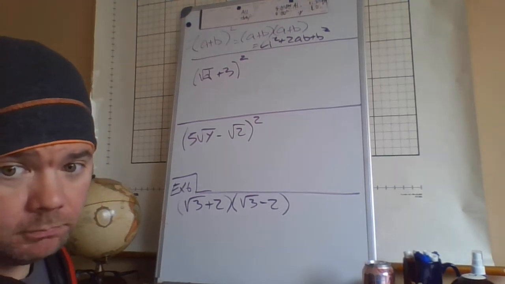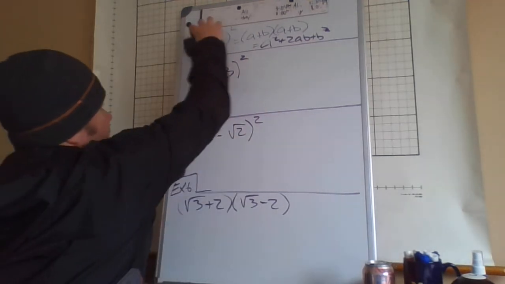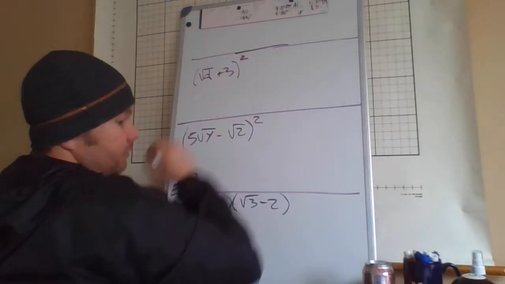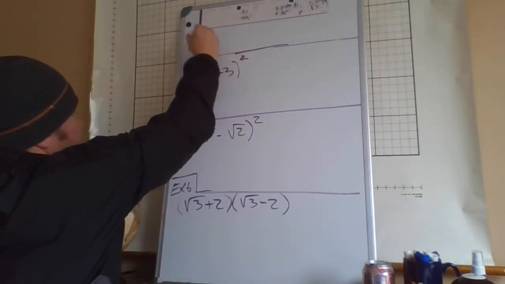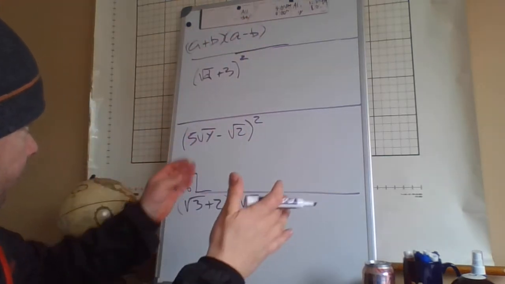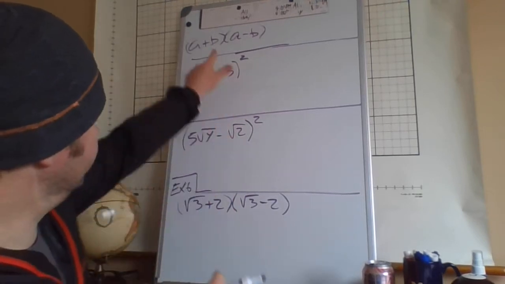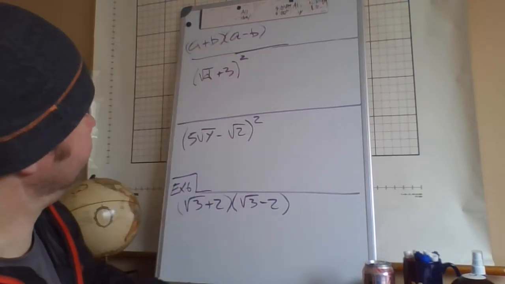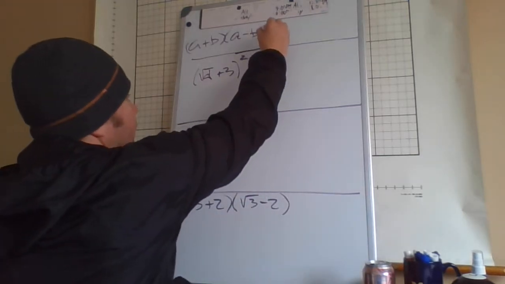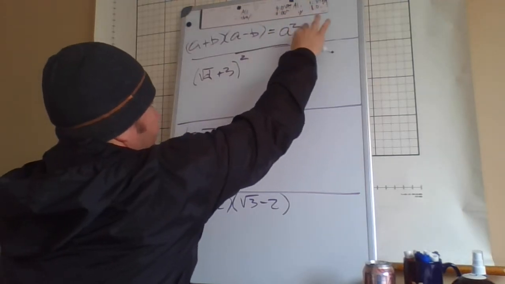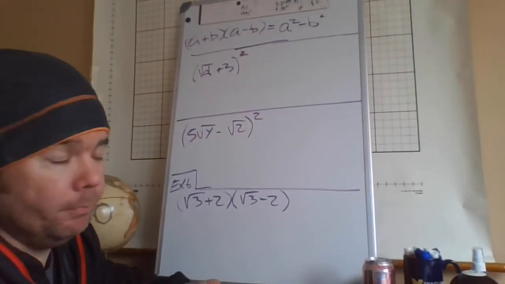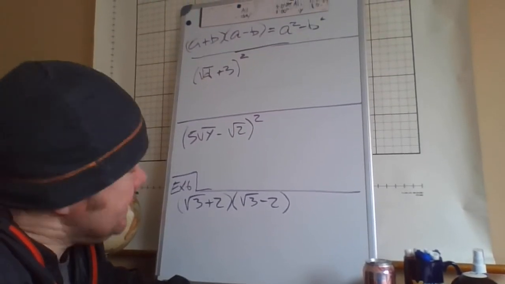The other special case is this thing called a binomial conjugate, which is a situation where you've got two terms, but in the second binomial, the second term is the opposite of the second term in the first one. If you FOIL this out, you end up with a squared minus b squared. You don't believe me? Put it in the box method and try it. And this is what you'll find.